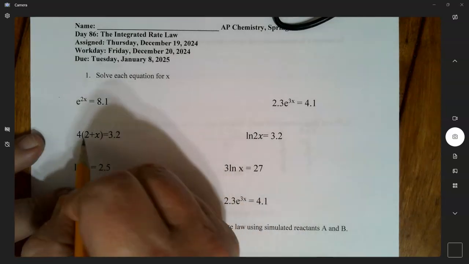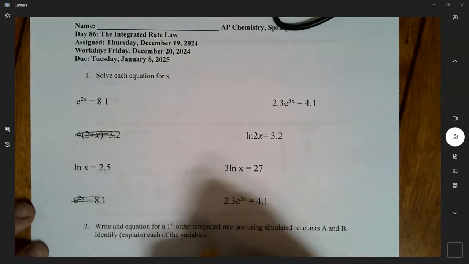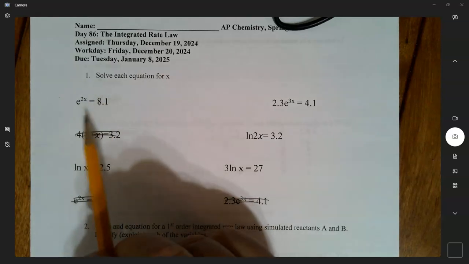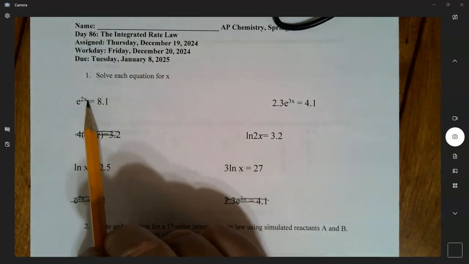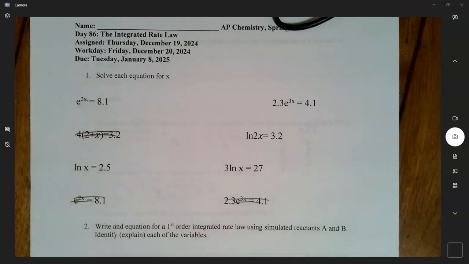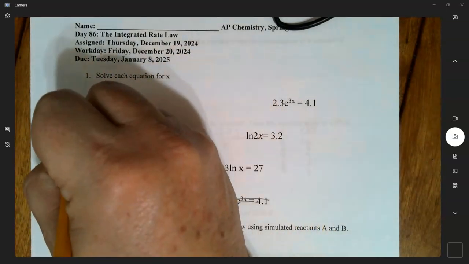A couple of these problems you can delete. This one didn't have a log in it, and these are duplicates. Okay, so we'll just start up here. Whenever you have a variable in the exponent and it's e raised to x, you create a log on both sides. So it's ln.